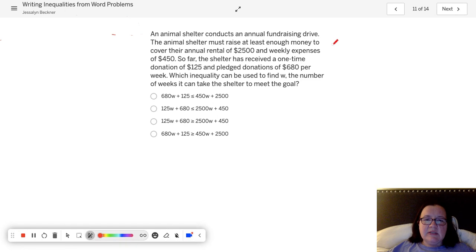An animal shelter conducts an annual fundraising drive. The animal shelter must raise at least enough money to cover their annual rent of $2,500 and weekly expenses of $450. So far, the shelter has received a one-time donation of $125 and pledged donations, that means people saying that they'll pay that much, of $680 per week. Which inequality can be used to find W, the number of weeks it can take the shelter to meet the goal? So W is our variable, number of weeks.